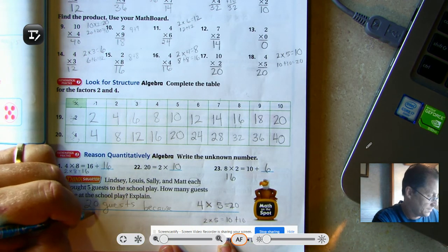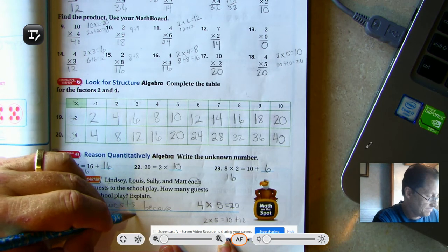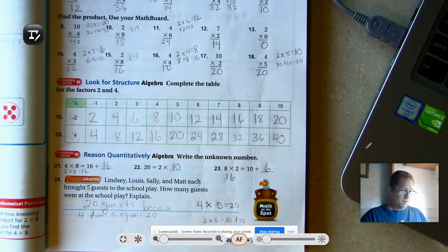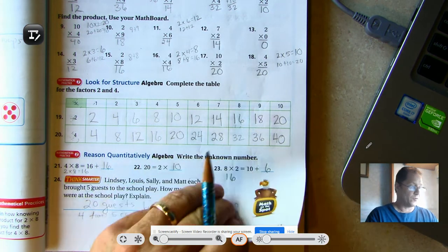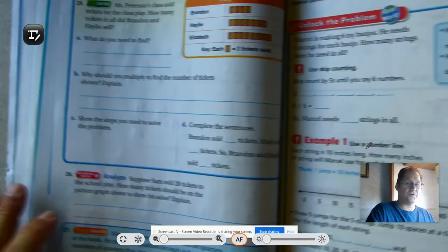Because 4 times 5 equals 20. All right, let's move on to page 142. Last couple problems for today.